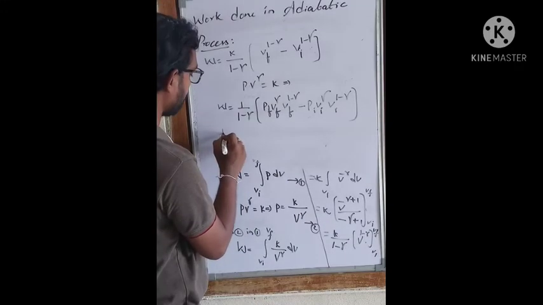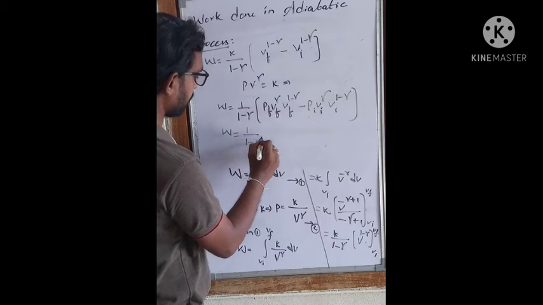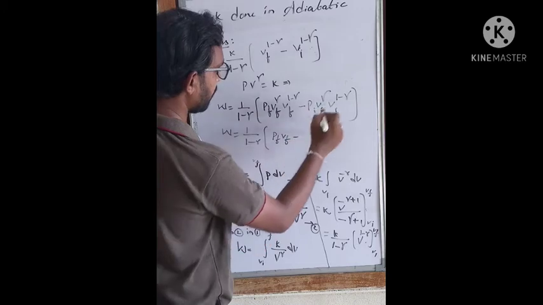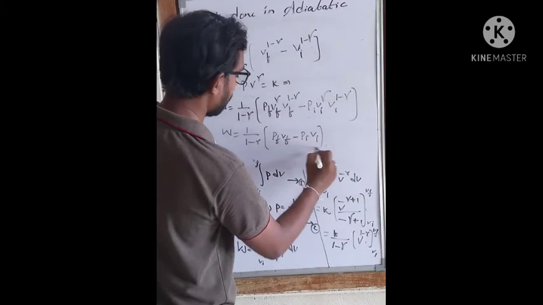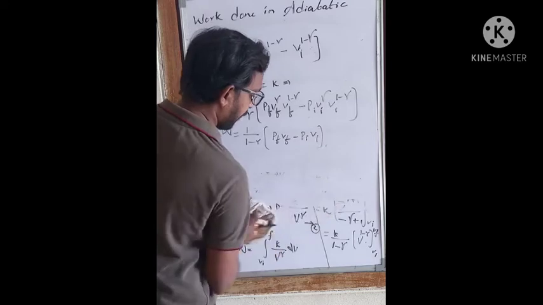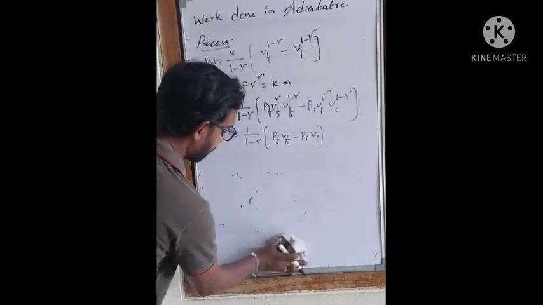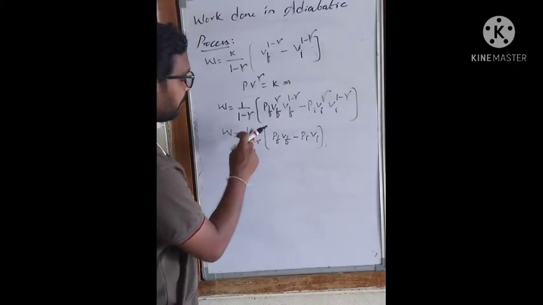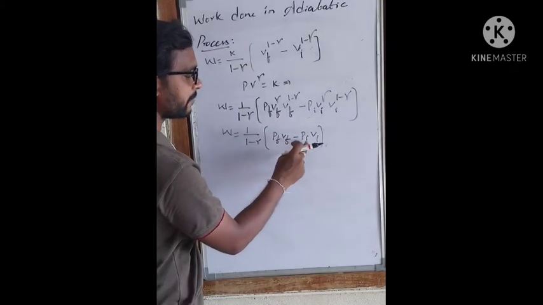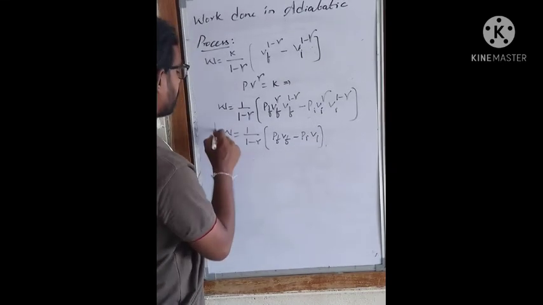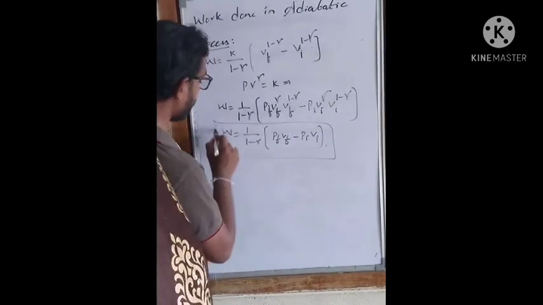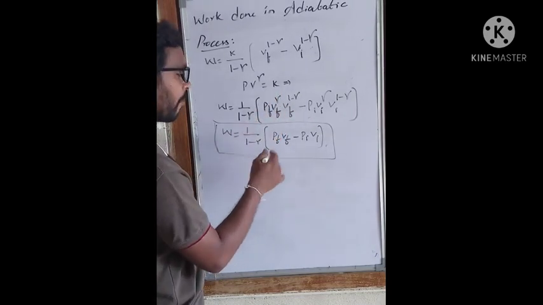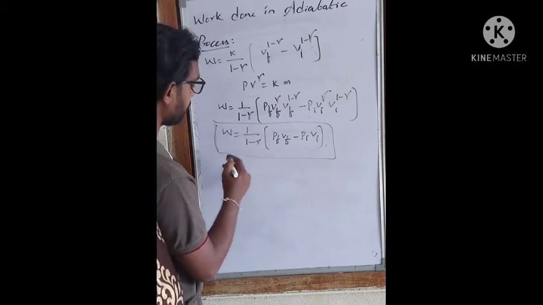Right? And multiplying this, we get 1 by 1 minus gamma into Pf Vf minus Pi Vi. So this is our required equation, the work done during the expansion of the gas in the adiabatic process, right? W equal to 1 by 1 minus gamma into Pf Vf minus Pi Vi. So understand, this is a very important equation, work done during the expansion of the gas in adiabatic process. After a little bit of changes, we'll write this one also.